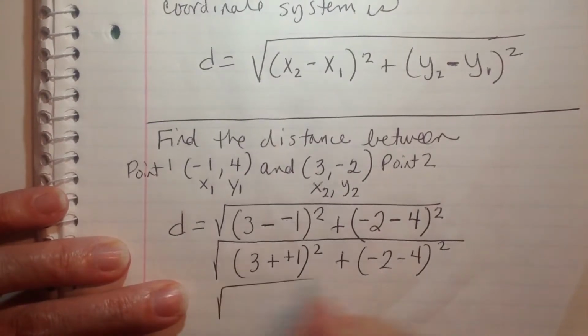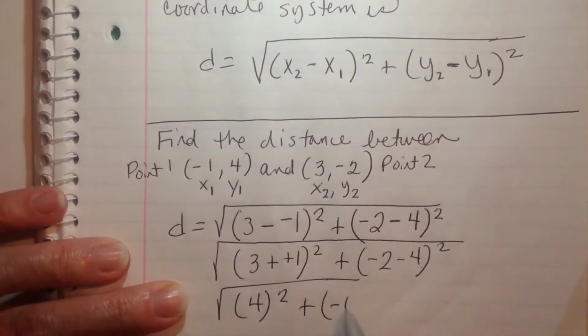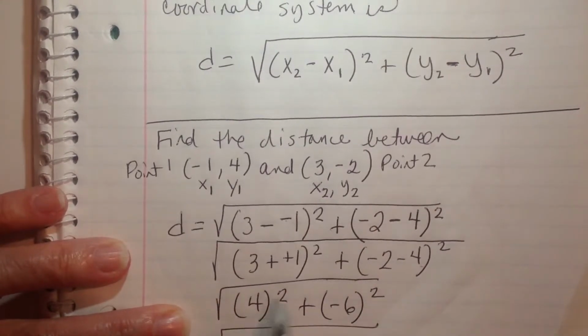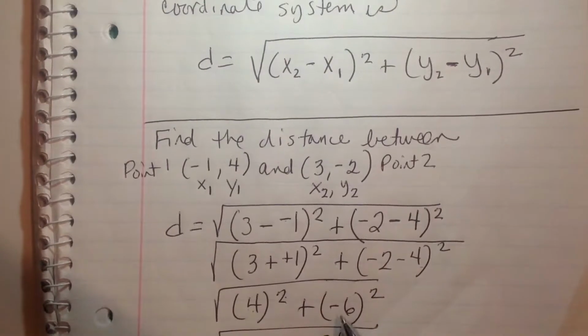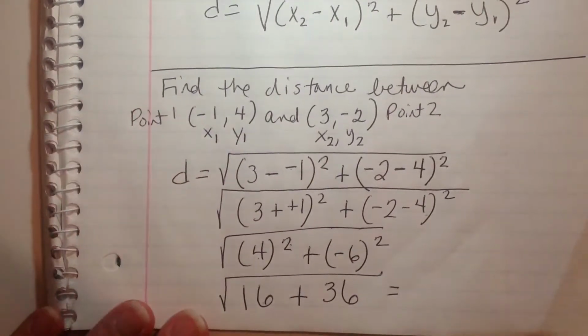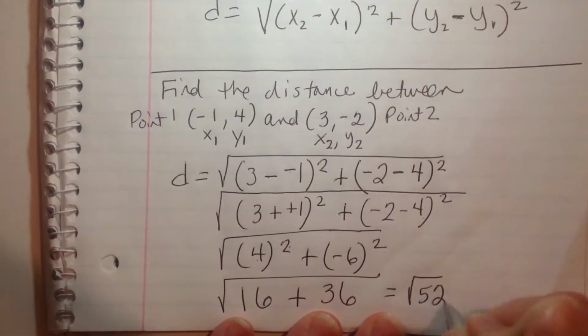Now, 3 plus 1 gives you 4. We will square 4. Plus -2 minus 4, that's -6 squared. Now, continuing next, we would raise each number inside the parentheses to the power. 4 squared is 16, plus -6 squared. -6 times -6 is +36. Okay? Continuing on, 36 plus 16 gives us the square root of 52.